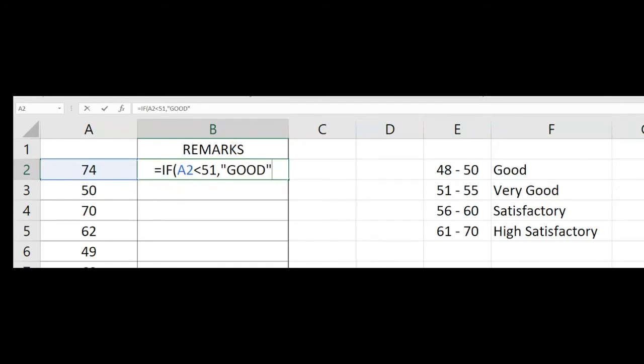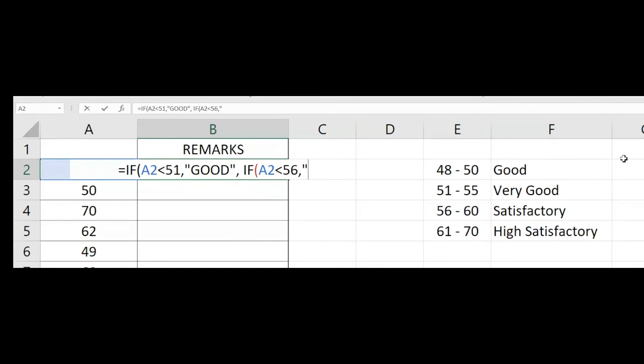Okay? So, meron pa mga susunod. May very good pa, may satisfactory pa, may high satisfactory pa. So, comma ulit. Tapos type natin ulit, comma, open parenthesis, our second open parenthesis. Then, let's click again our score. And it should be less than, okay, the third lowest condition, which is 56. Okay, pababa po. Dito lang po kinukuha natin yung lowest conditions. Comma, okay, open quotation.